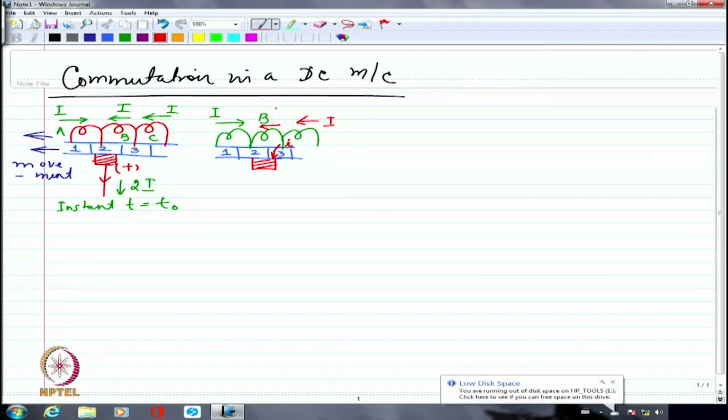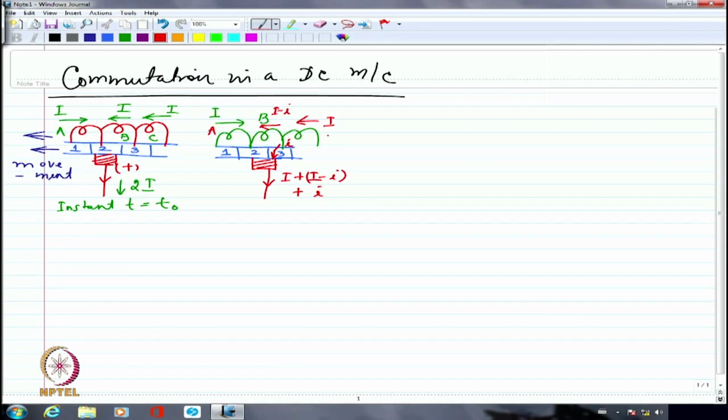Now if I look at the total current, how much is going here, this is essentially I plus (I minus i) plus small i. Something is coming from here as I, something is coming from B as I minus i, something is coming from A as I. So this is A. So I'm going to have the total current equal to 2I still. That is not going to change. The only thing is, the distribution has somewhat changed among the three coils.